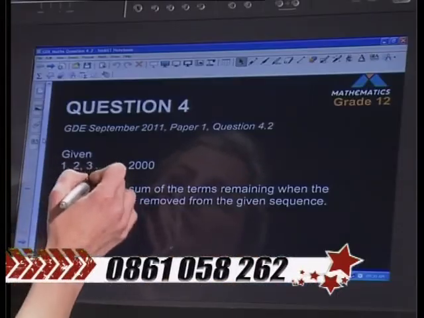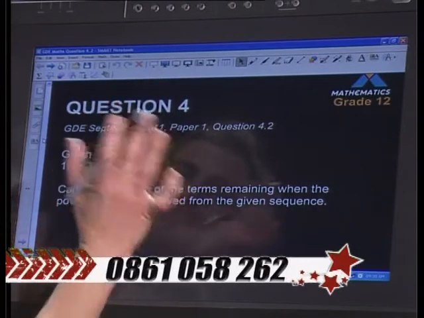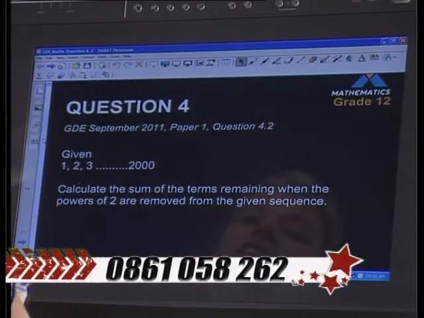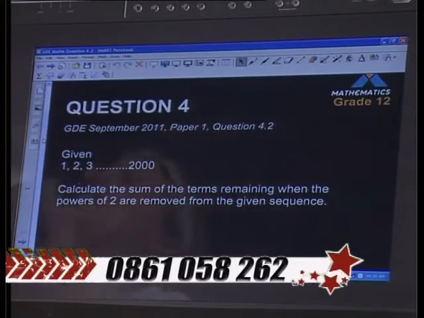Now, tell me, this question was in the GDE prelim paper, right? Yes, it was. Okay, so let's just quickly make sure it's sequences and series that I've got the question down right. It says 1, 2, 3, all the way up to 2000, right? Yes. And calculate the sum of the terms remaining when all the powers of 2 are removed from the sequence. Have I got it right? Yes, you do. Okay, now Diana, there's one big trick to this question.